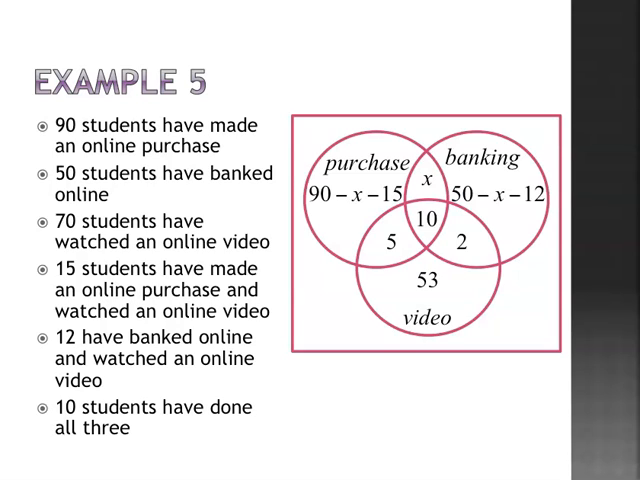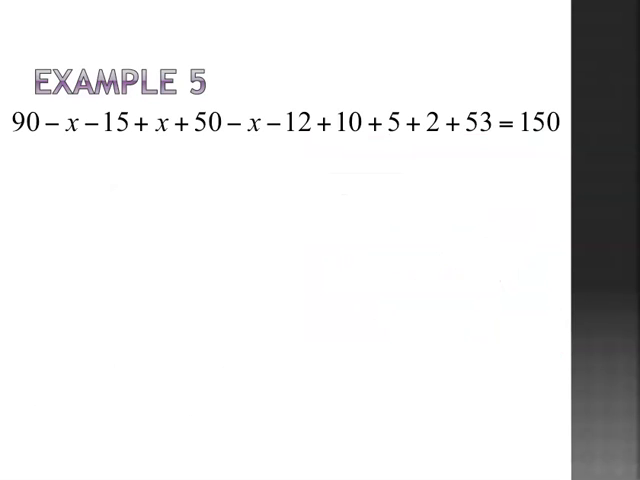So what we're going to do is take everything that's currently on the Venn diagram, add them together, and we know that should equal 150. So we'll take the 90 minus x minus 15 plus the x plus 50 minus x minus 12 plus 10 plus 5 plus 2 plus 53, and that should all equal 150.